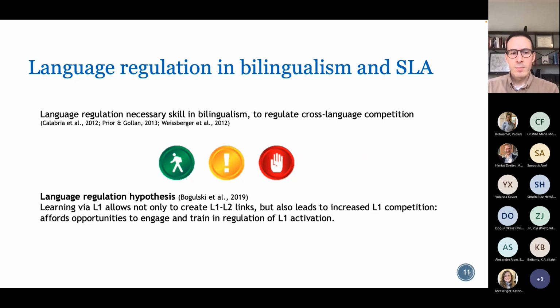And so an idea they propose is that the superiority effect through first language mediated learning was not only due to the fact that learners could create direct mappings between the L1 and the new language, but also they suggested that this afforded an opportunity for learners to engage in language regulation. That is, by directly activating their first language, they were also able to train and regulate competition across the two languages as a potentially important skill in bilingualism.